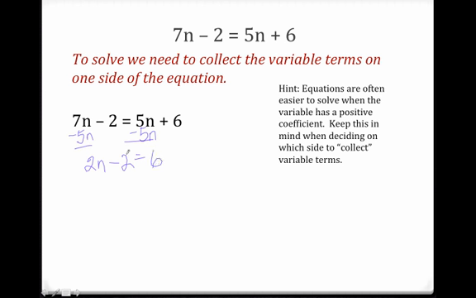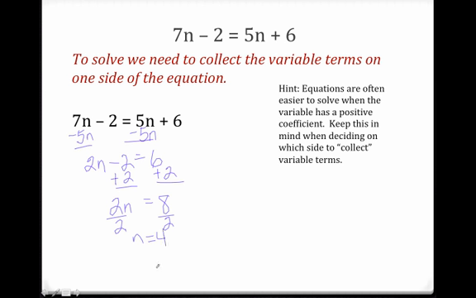Well, of course, remember we need to isolate the variable, so we're going to go back and add the 2 to both sides, which is going to leave us with 2n, and that's going to be equal to 8. And remember, the last part of SID is going to be to do the division. We're going to divide by 2 on both sides so that our n equals 4.